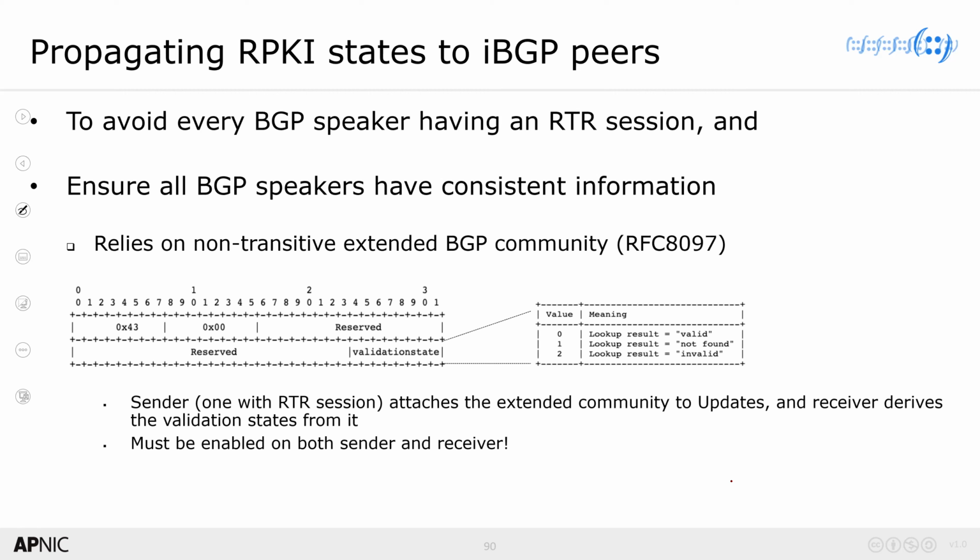So we're relying on a non-transitive extended BGP community. What this does is, within our BGP session, we have this community, and we have the validation state being sent across to our iBGP neighbor. If we've got a valid, it comes up as 0, not found 1, and invalid 2. And you have to enable it on your sender and your receiver. So make sure both routers are enabled.